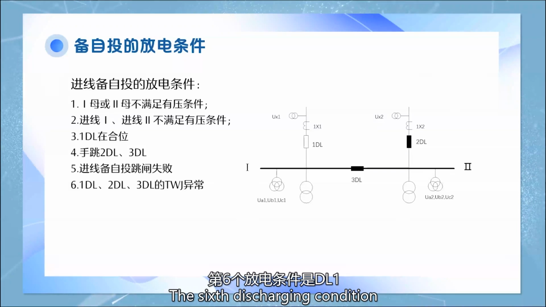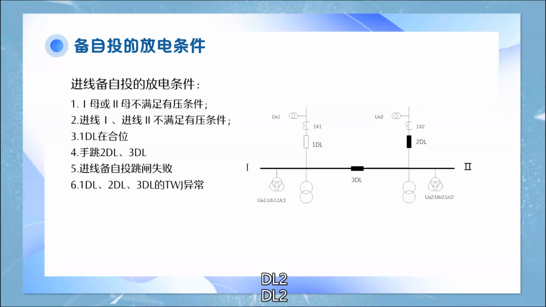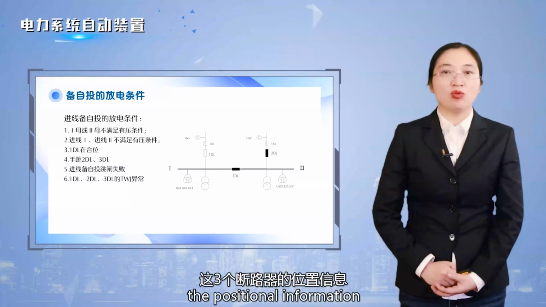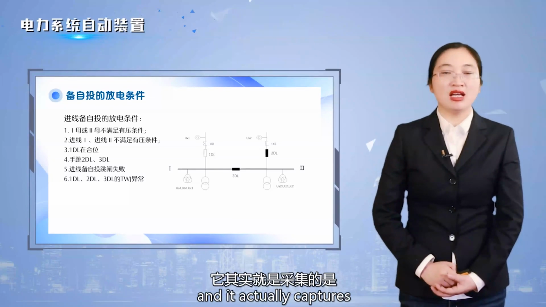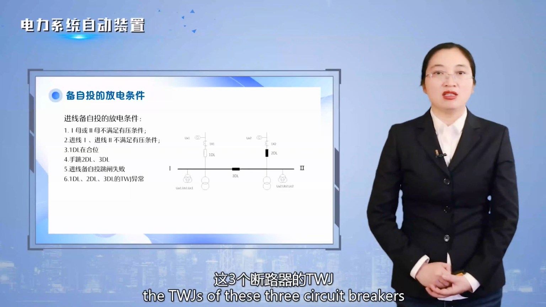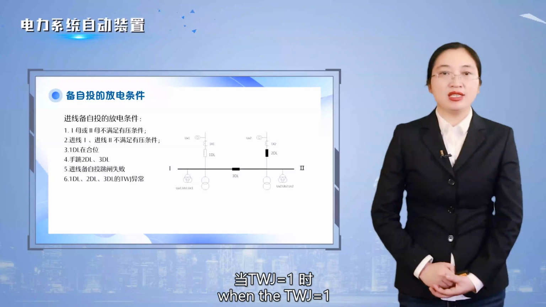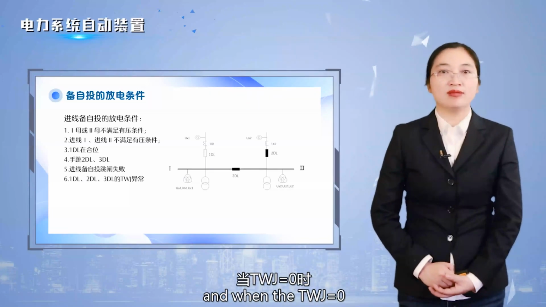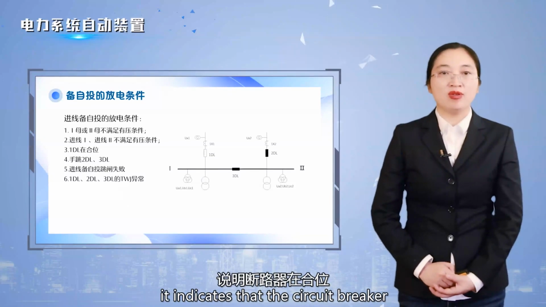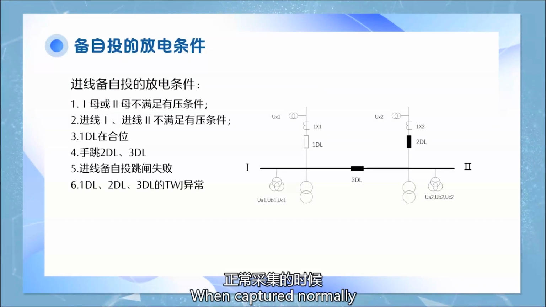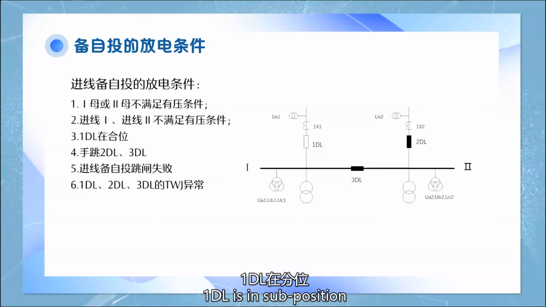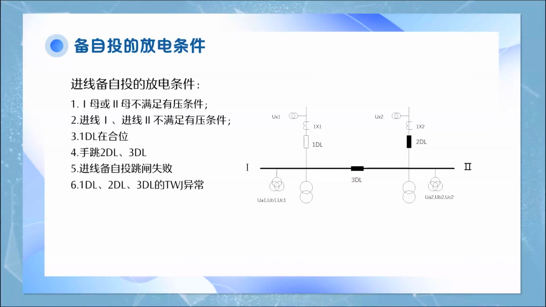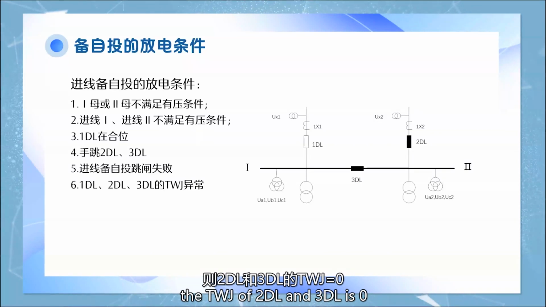The sixth discharging condition is that the TWGs of DL1, DL2, and DL3 are abnormal. The incoming line BZT needs to capture the positional information of these three circuit breakers, and it actually captures their TWGs. When the TWG equals 1, it indicates that the circuit breaker is in a sub position, and when the TWG equals 0, it indicates that the circuit breaker is in the closed position. When captured normally, the TWG of 1DL is 1, while 2DL and 3DL are in closed position, and the TWG of 2DL and 3DL is 0.